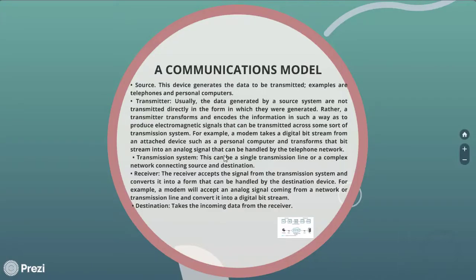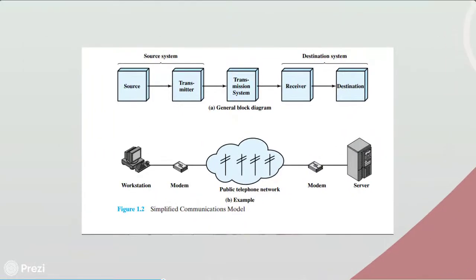So next is the communications model. As you can see here in the diagram, you have the source system, which covers the source and transmitter, and the destination system, which covers the receiver and the destination. And you have the transmission system. Here in the source, this device generates data to be transmitted. Examples are telephones and personal computers.